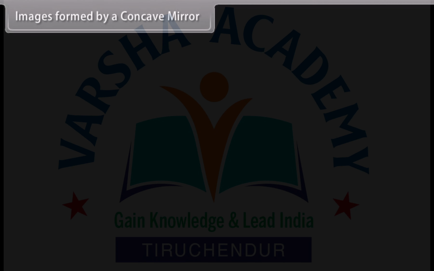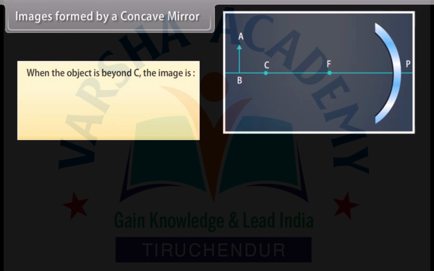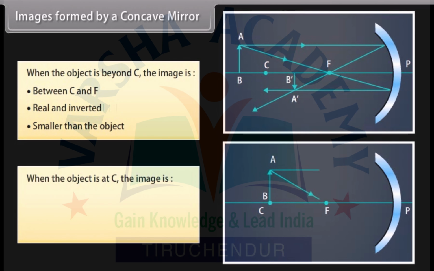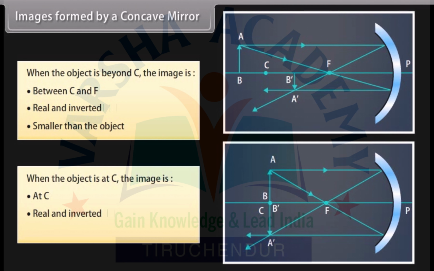Images formed by a concave mirror. When the object is beyond C, the image is: A. between C and F, B. real and inverted, C. smaller than the object. When the object is at C, the image is: A. at C, B. real and inverted, C. same in height as the object.